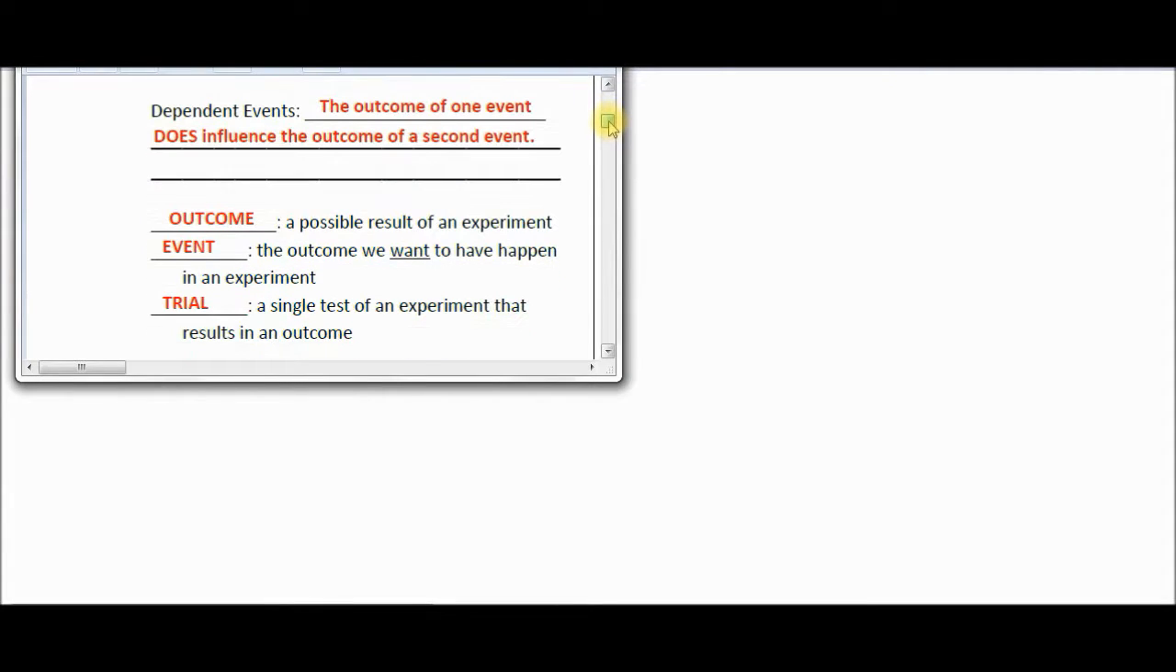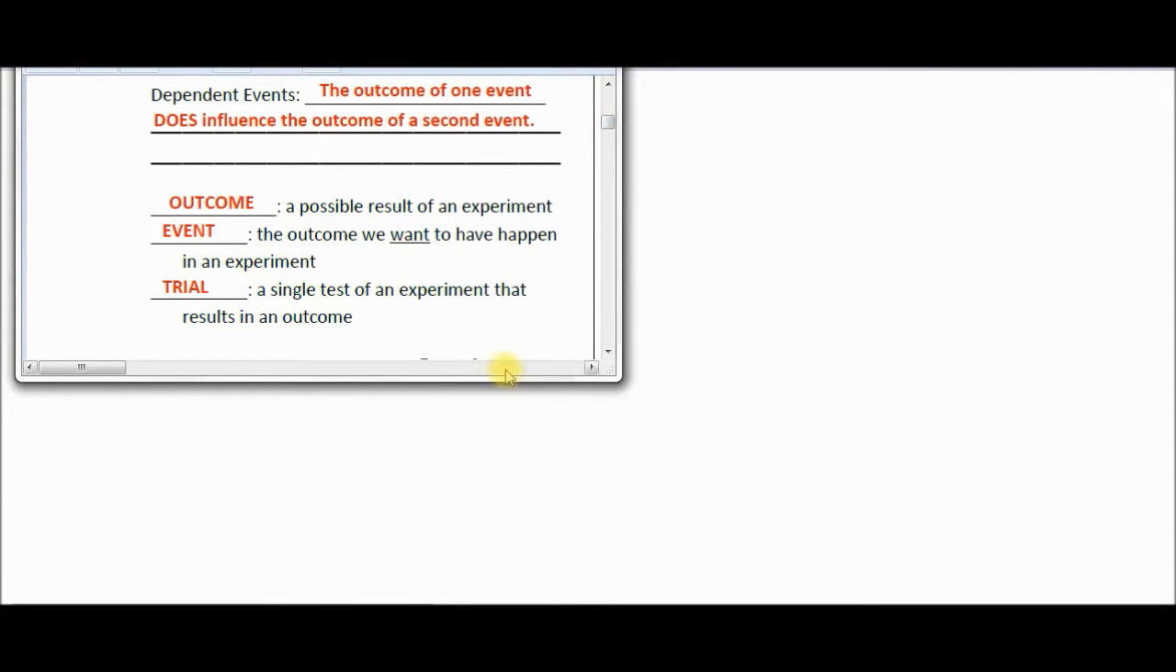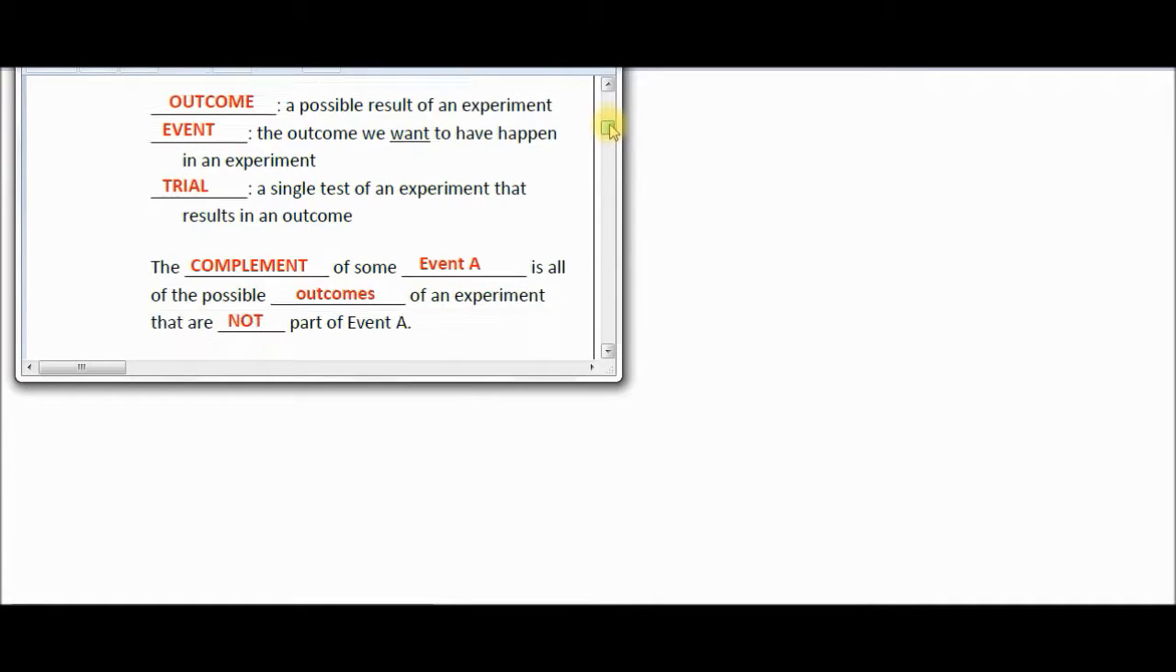Okay, let's define some of these words. We've done this already in our notes. An outcome is a possible result of an experiment. Flipping a coin, our outcomes are heads or tails. Rolling a six-sided die, outcomes are 1, 2, 3, 4, 5, 6. The event is the outcome we want to have happen. So if you say, what's the probability of flipping a coin and having it land on heads? Landing on heads is our event. And a trial is a single test of an experiment that results in an outcome.